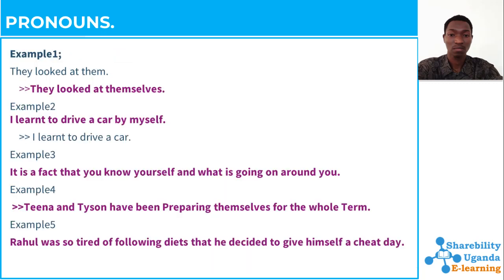Examples of how we can use reflexive pronouns. Like in this sentence, they looked at them. In that first example, the sentence, they looked at them, there is a slight confusion with the usage of them in the first sentence. We cannot be sure if them refers to some other person or themselves.